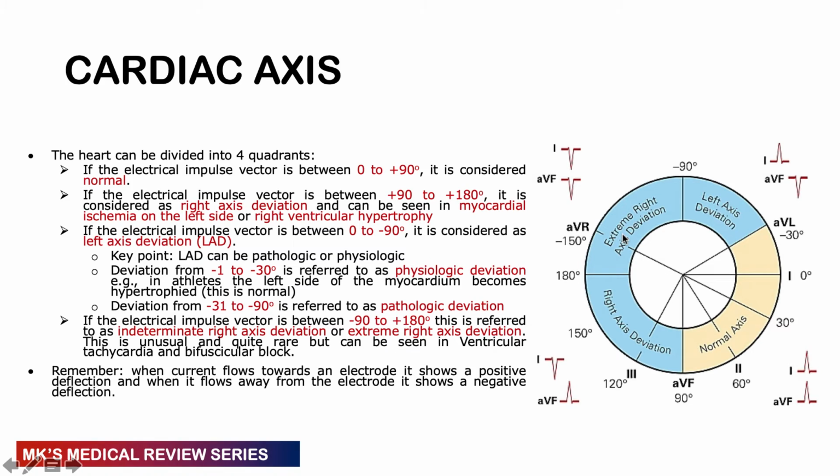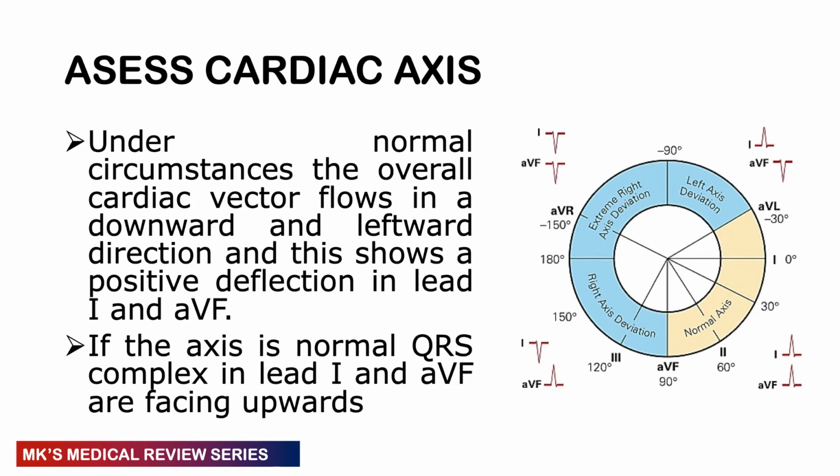We can see this in individuals that have ventricular tachycardia, those that have bifascicular blocks, where both the left anterior, rather the posterior, and you have blockage of these fasciculi. So remember, a key point to keep in mind: if you have current flowing towards an electrode, it will cause a positive deflection. If you have current flowing away from an electrode, it causes a negative deflection. I think that's a good overview of what cardiac axis is all about.